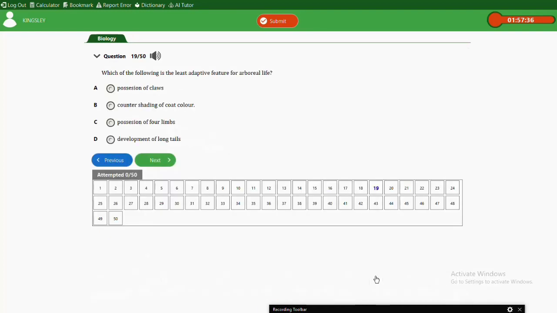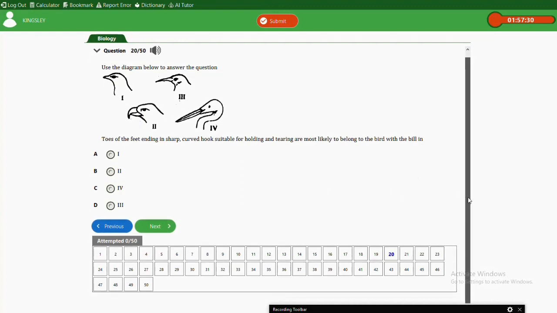So that's it, guys. Let's look at question number 19 here. It says, which of the following is the least adaptive feature of arboreal life? Actually, arboreal animals are the ones that live on trees. So we have A, possession of claws, B, counter shading of coat color, C, possession of forelimbs, and D, development of long tails. Which of these is the least adaptive feature of arboreal life? B is the correct option here, which is counter shading of coat color.